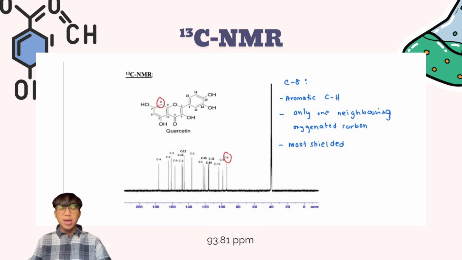Lastly, carbon number 8. Carbon number 8 is an aromatic carbon that only has one neighboring oxygenated carbon, so it is less de-shielded than carbon number 6, making it the most de-shielded carbon in this quercetin.